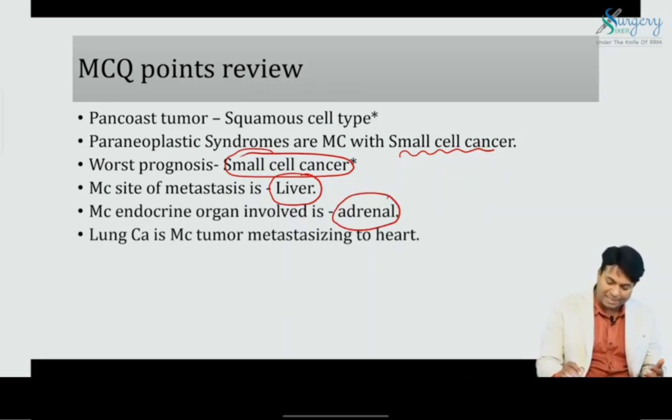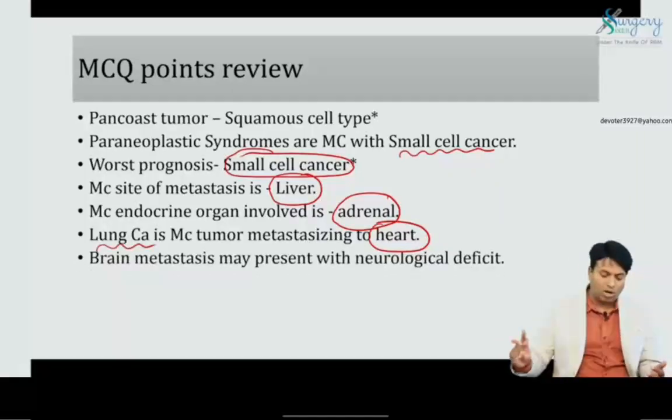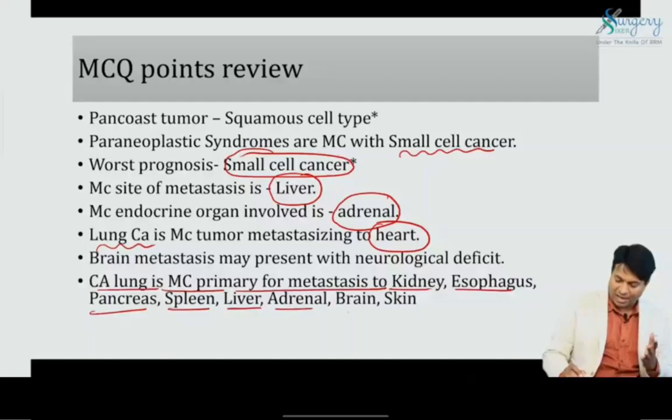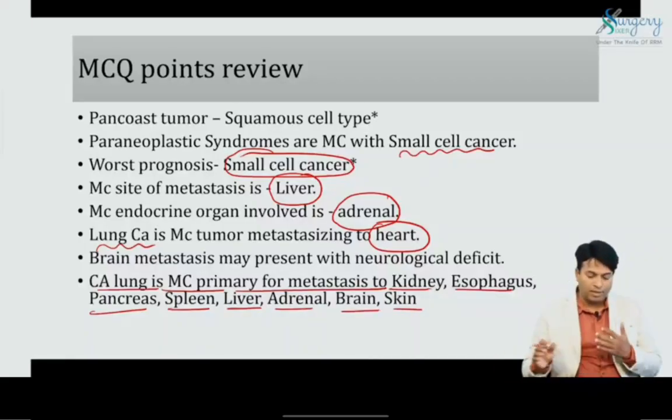Lung cancer is the most common cancer metastasizing to the heart. We have discussed myocardial secondaries, most commonly from lung cancer. Okay. Brain mets may present with a neurological deficit. CA lung is the most common primary for mets. Kidney, esophagus, pancreas, spleen, liver, adrenal, brain, skin, all these will produce lung mets commonly.